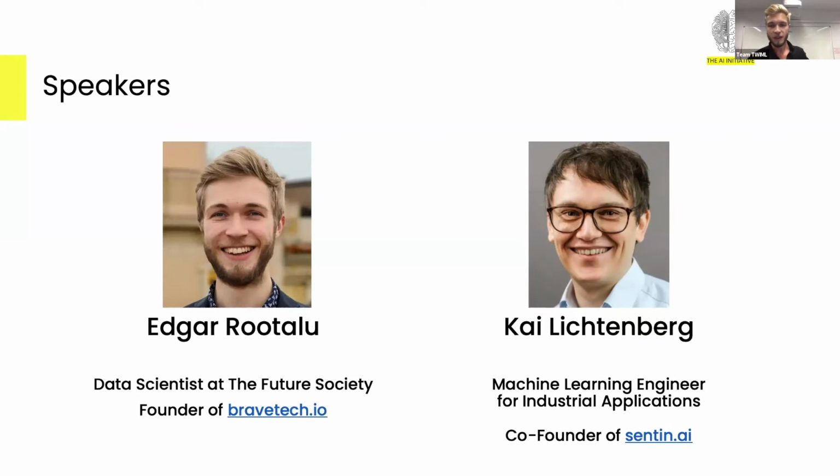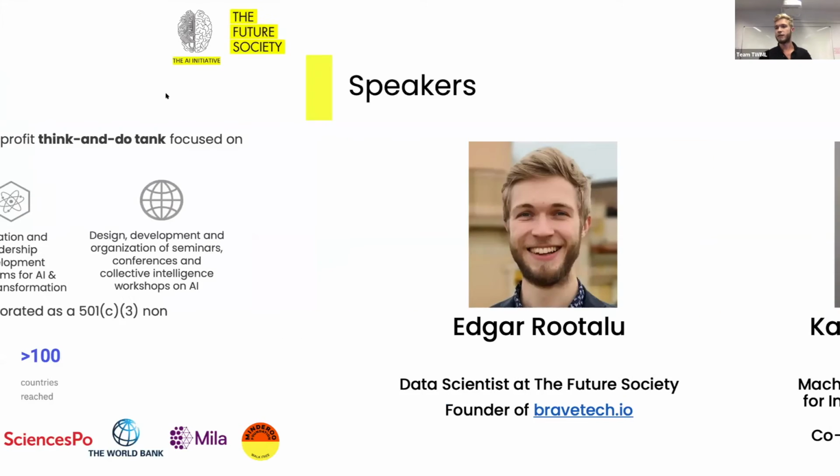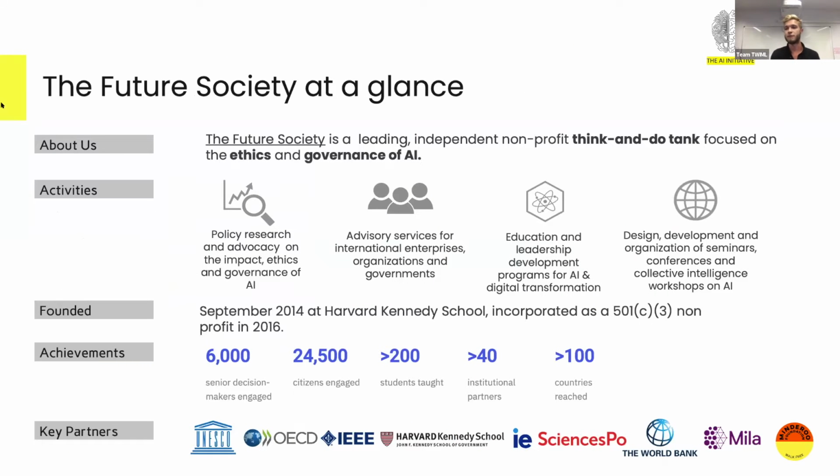Nice, thanks, Kai. So before we get to the meat of this presentation, I'll say a few words about the Future Society. The Future Society is a leading independent non-profit think and do tank focused on ethics and governance of AI. So it does policy research, advisory services, providing education and leadership development programs for AI and digital transformation, helping governments with digital and AI strategies. It was founded in 2014, and our partners include renowned international organizations such as UNESCO, OECD, the World Bank, and lots of other organizations.